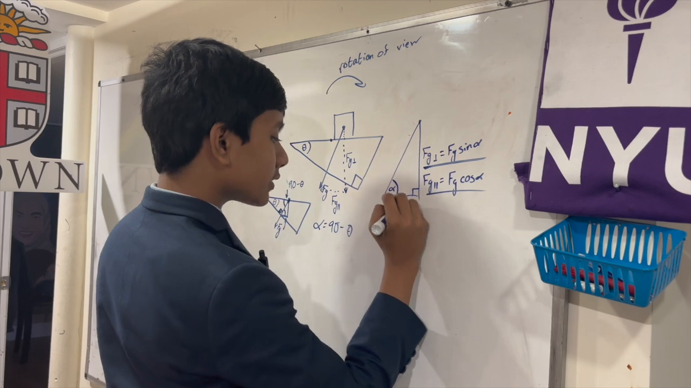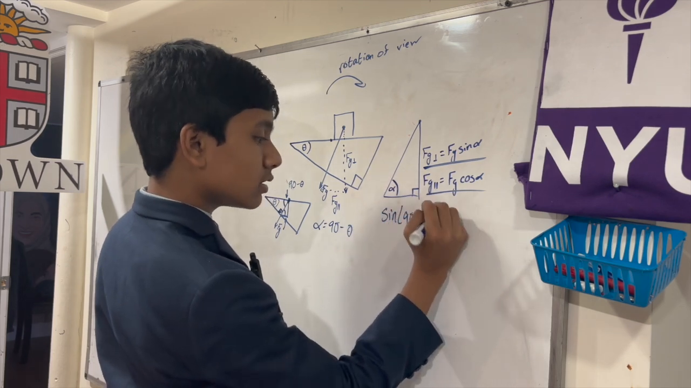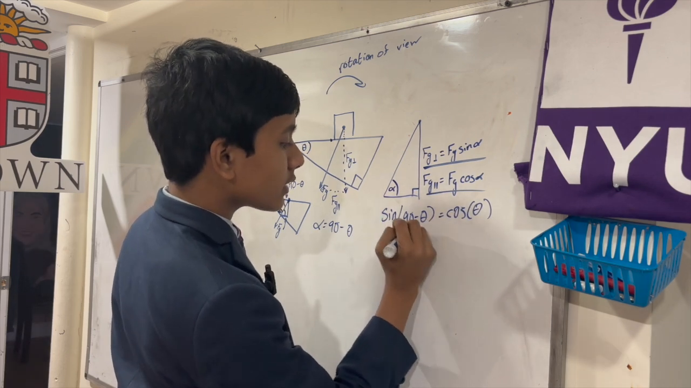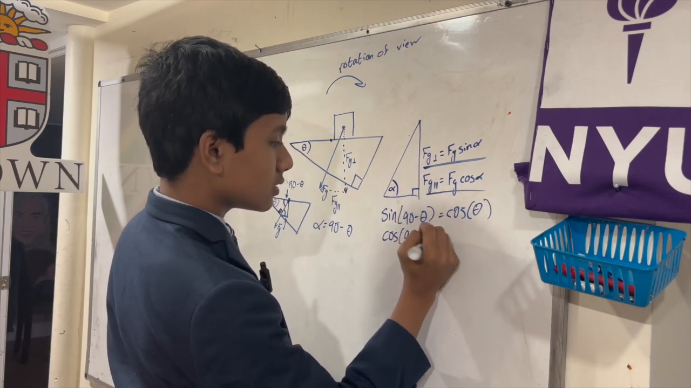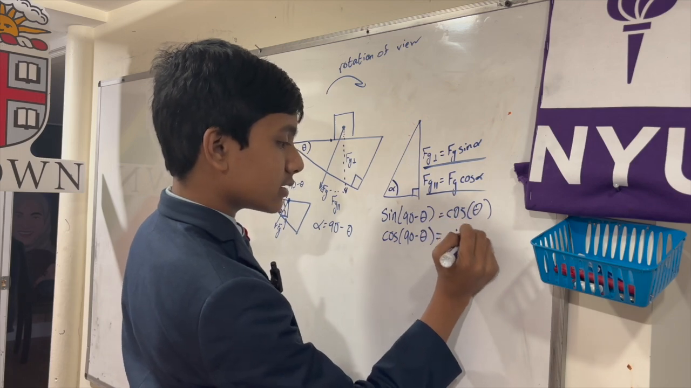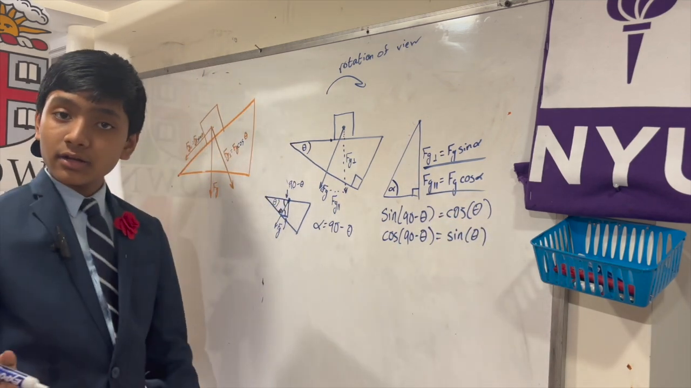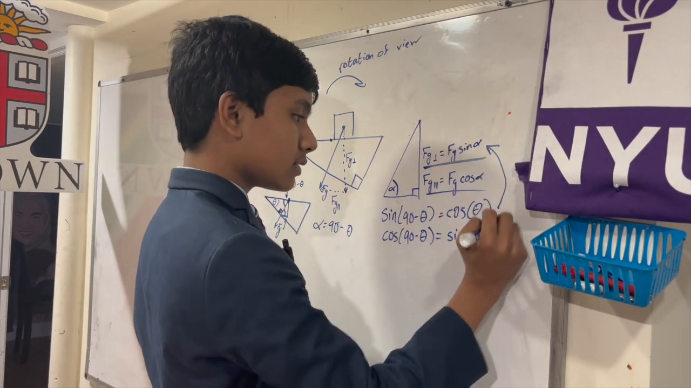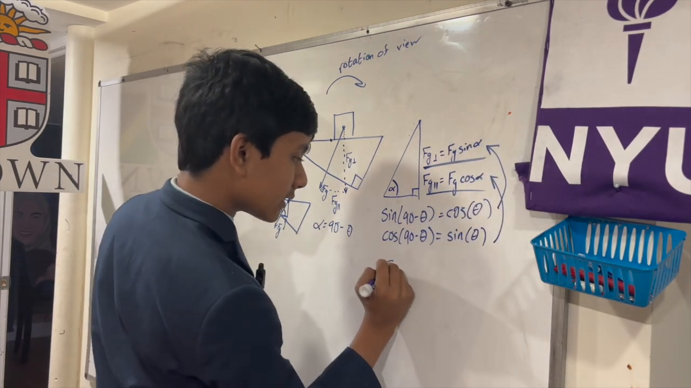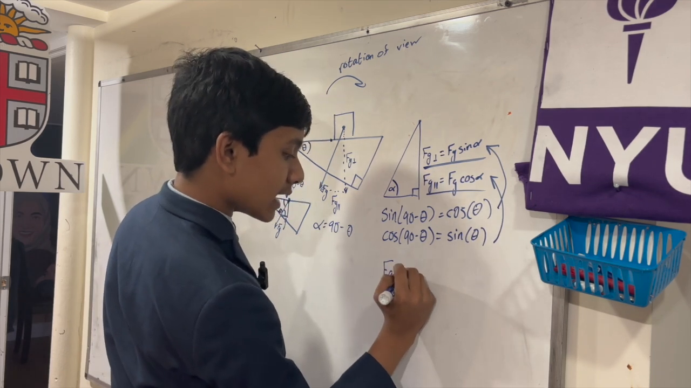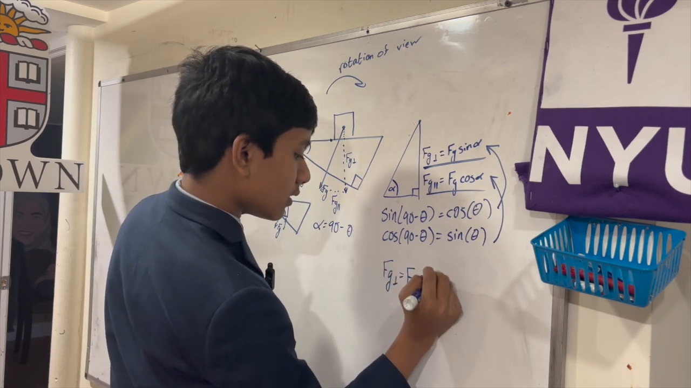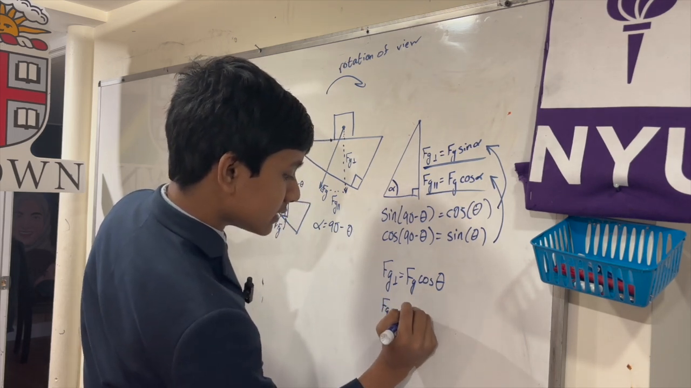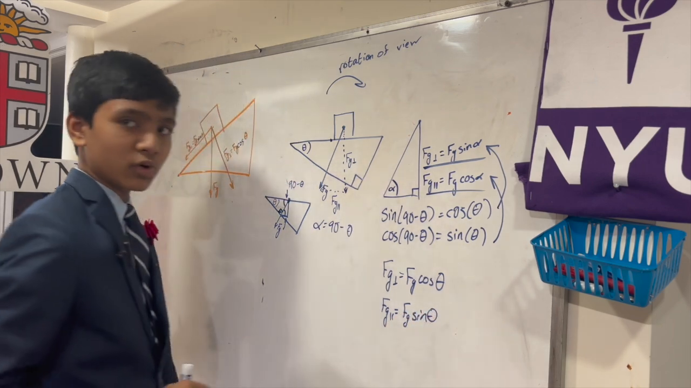But sine of 90 minus theta is equal to cosine of theta. And likewise, cosine of 90 minus theta is equal to sine of theta. Which means that all we have to do is just plug that in and get that FG perpendicular is FG cosine theta and FG parallel is FG sine theta. This is basically just that proof, but way more inefficient.